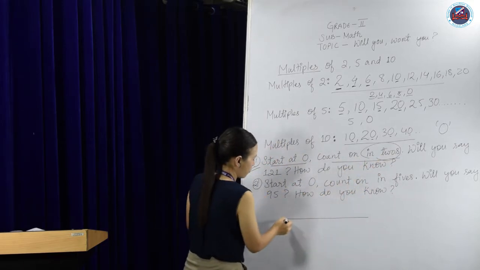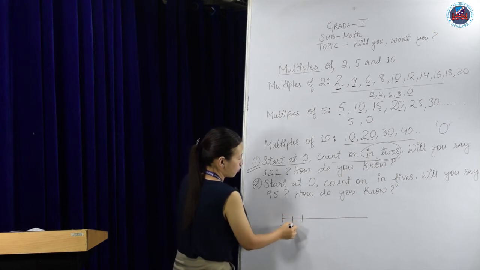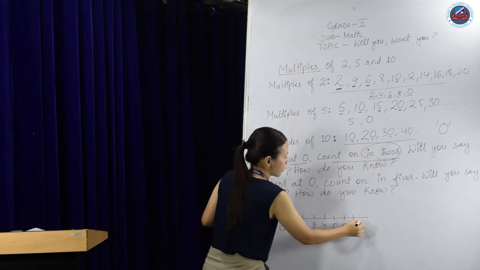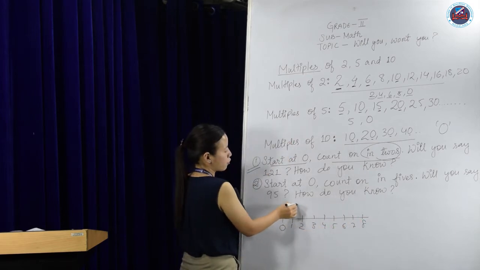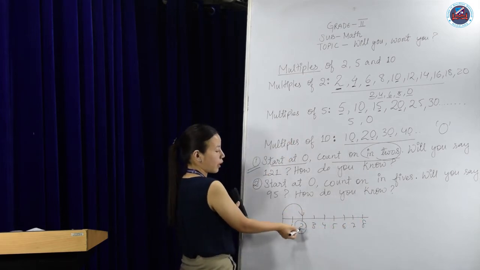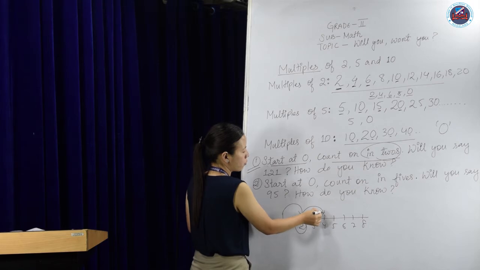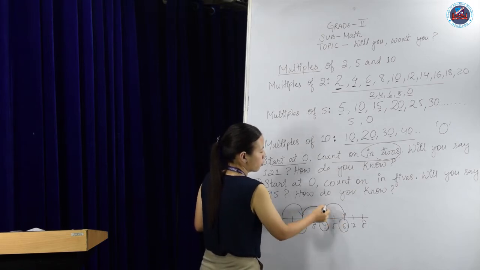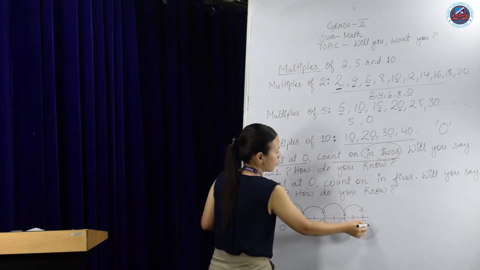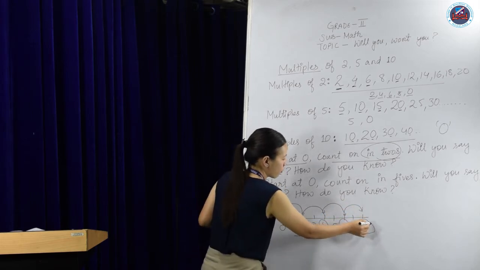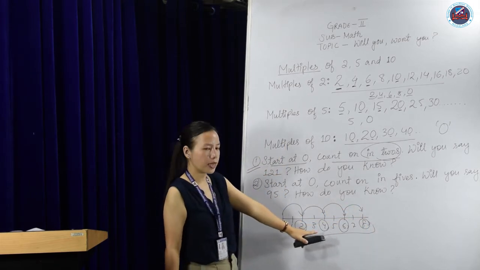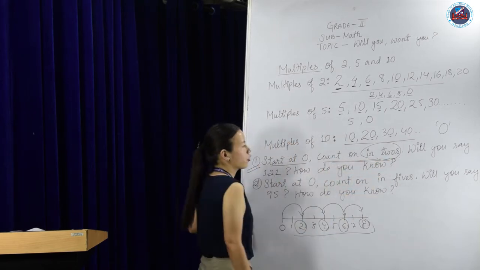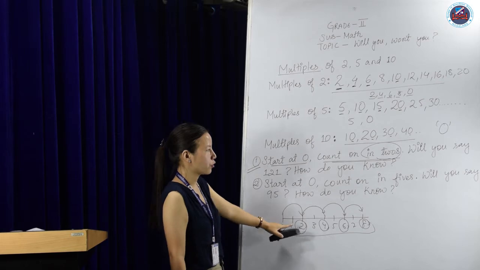Suppose we count on from 0. If we count on 2 places, we get our first multiple of 2, which is 2. If we count on 2 more, we get 4. Count on 2 more, we get 6, and then if we count again, we get 8. That means these are the multiples of 2. That is, these are all in the table of 2.